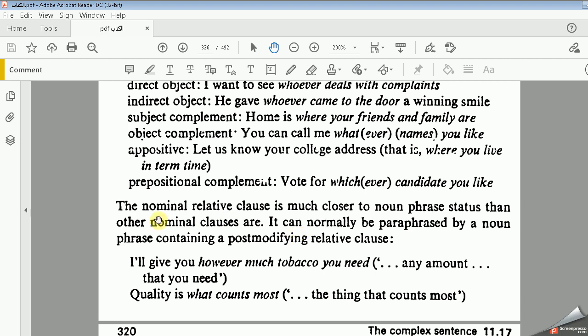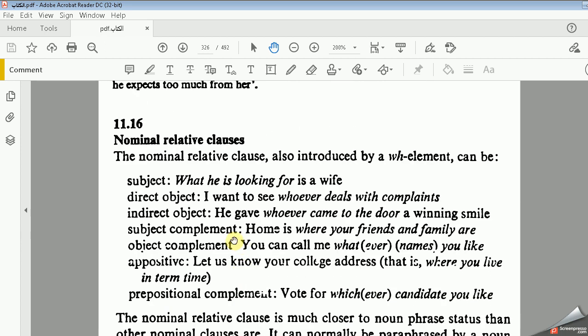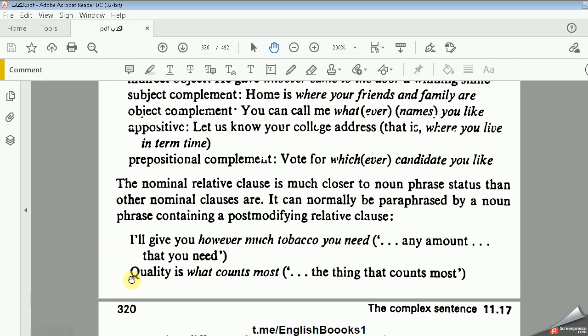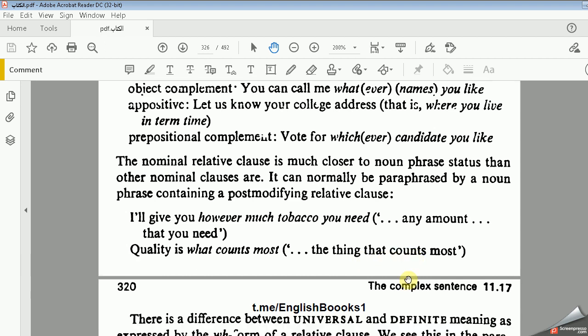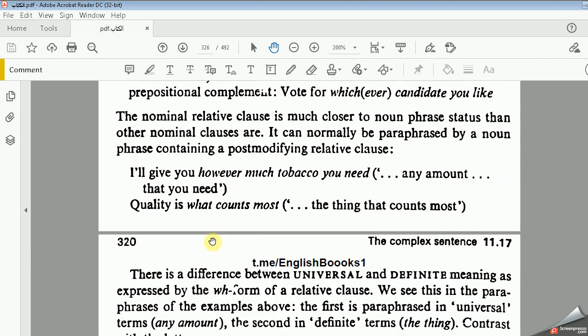But this nominal clause can normally be paraphrased by a noun plus a post-modifying relative clause, like this: I will give you however much tobacco you need, which means any amount that you need. This however much tobacco you need is a nominal relative clause. Quality is what counts most, that is, the thing that counts most.